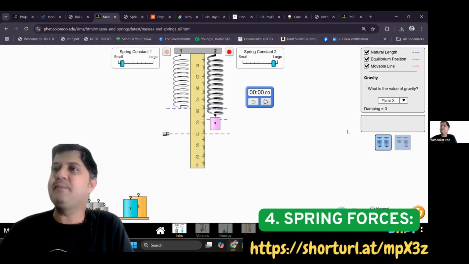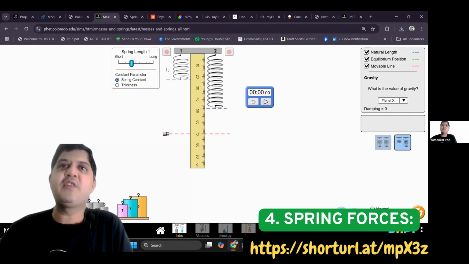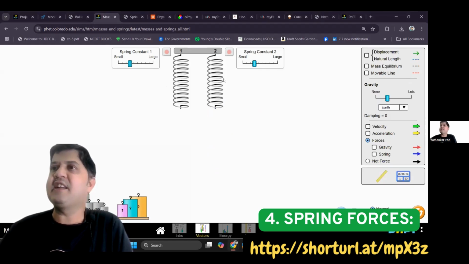And at the same time, you can take two different lengths of the spring. Then you can also vary the thickness of the spring. You can do all this. Damping is equal to 0 here. Okay. Then there's one more tool here, for understanding the same thing but making use of vectors.